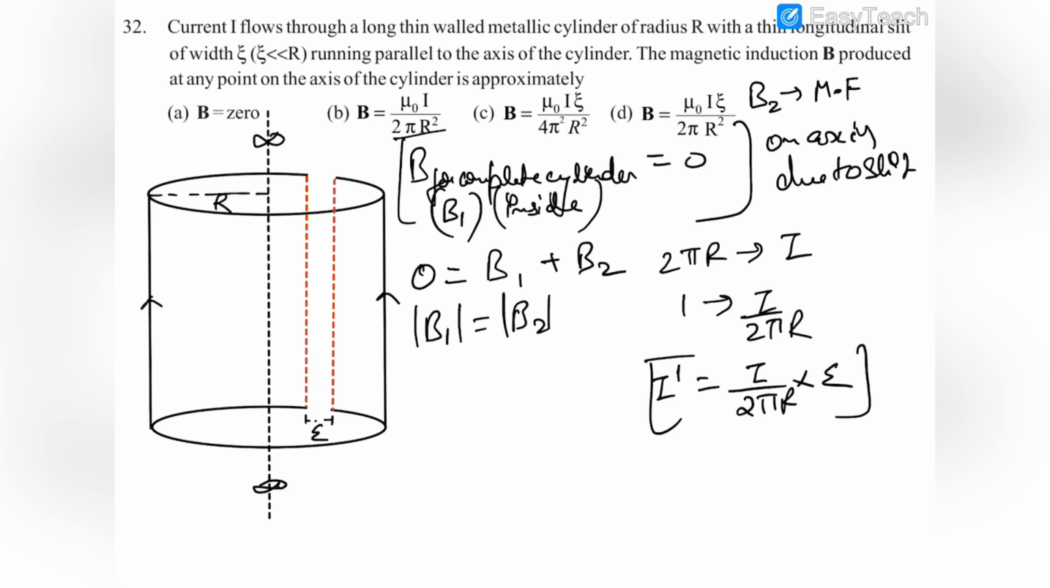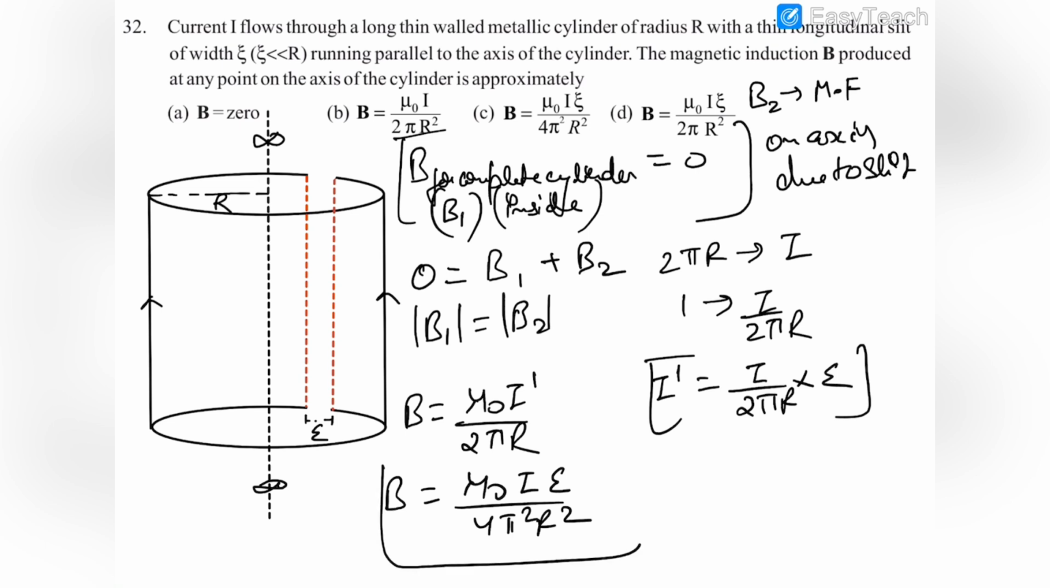I am assuming this slit has negligible width, and therefore I am assuming it as an infinitely long wire. For an infinitely long wire, B is mu naught I upon 2 pi r. So if I substitute the value of I dash, it would be mu naught I epsilon upon 4 pi square r square. So the correct answer will be option C.